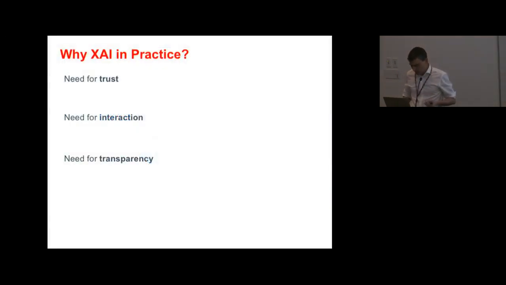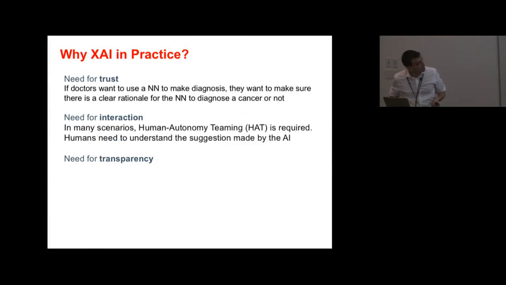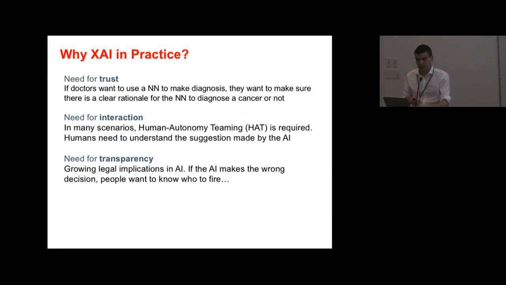Now, the reasons, I mentioned this already. Anyway, there is need for trust, for interaction, and for transparency. These are the main reasons for wanting AI to be explainable. Transparency is important, because when things go wrong, you want to know who to fire, really. There are also legal responsibility and accountability issues.